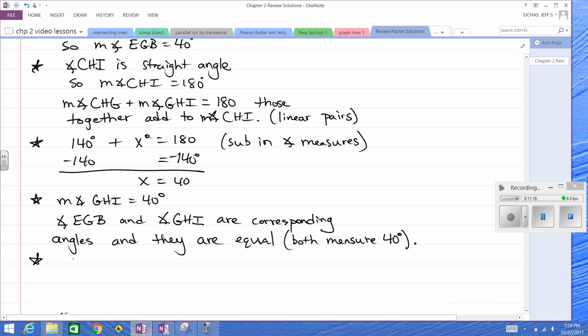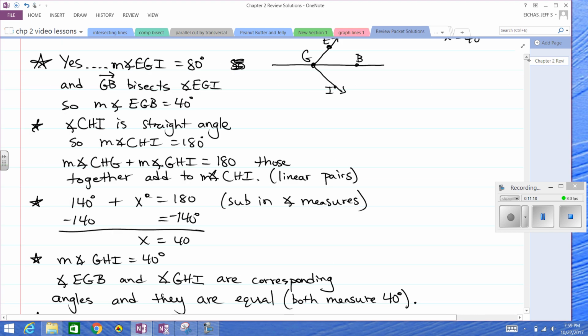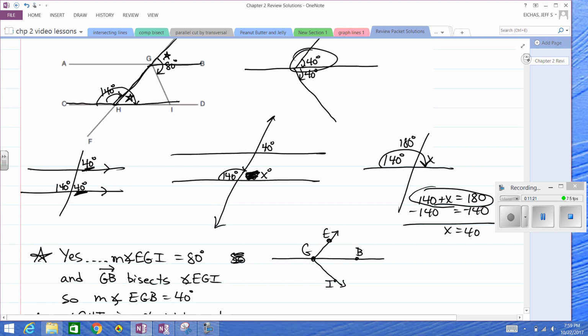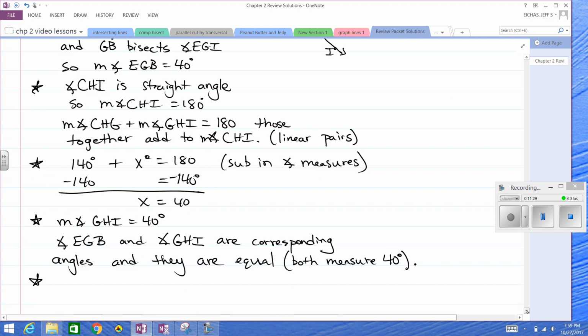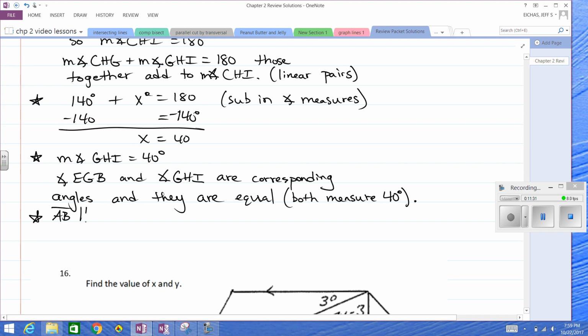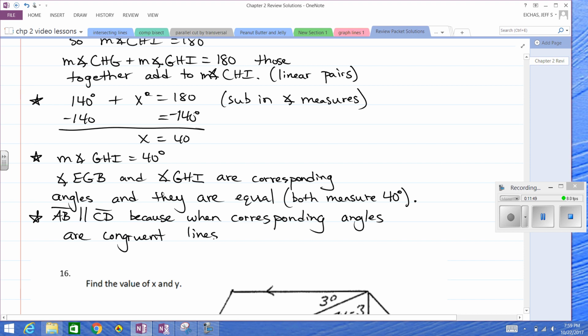Okay. What are the two lines again? Are the lines parallel? Yeah. AB is parallel to CD because when corresponding angles are congruent or equal, lines cut by a transversal must be parallel.